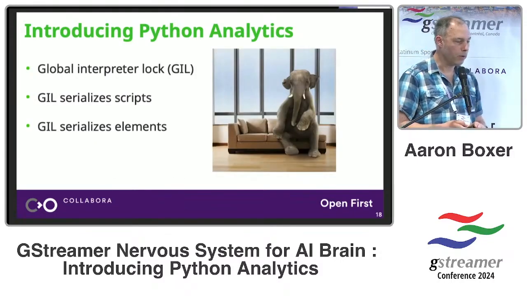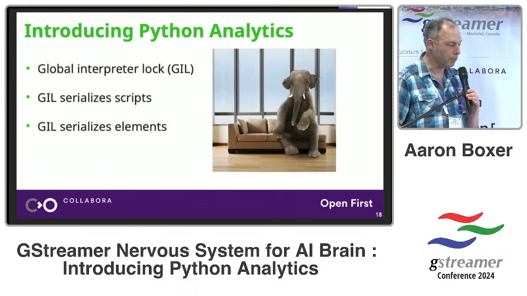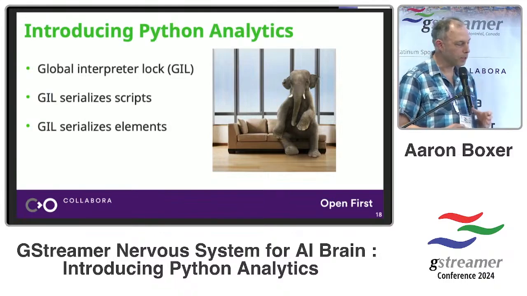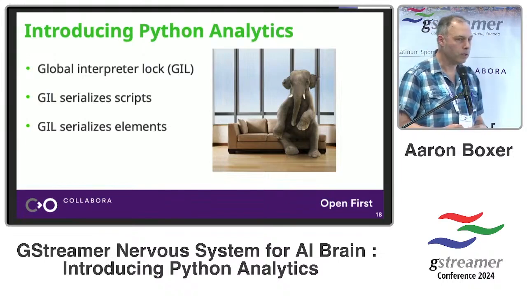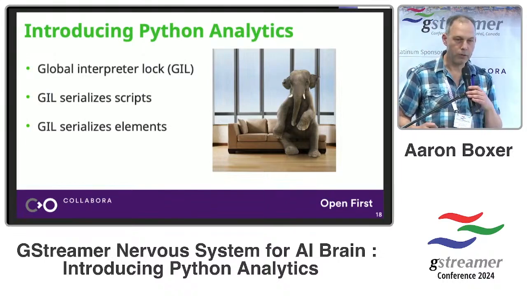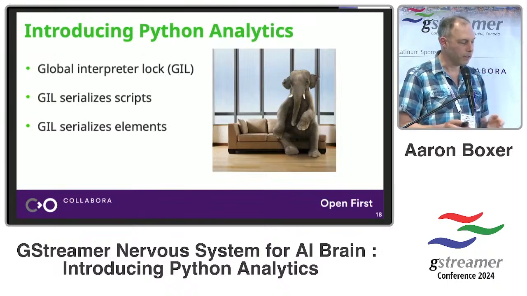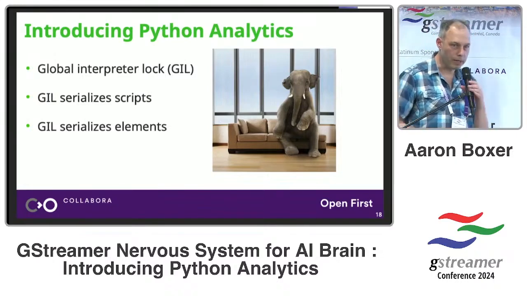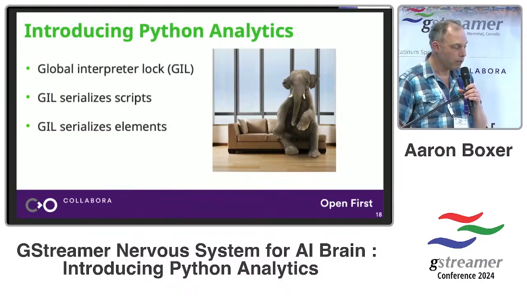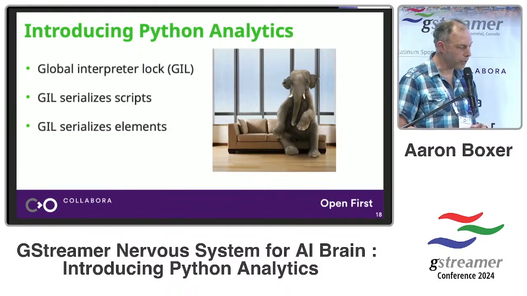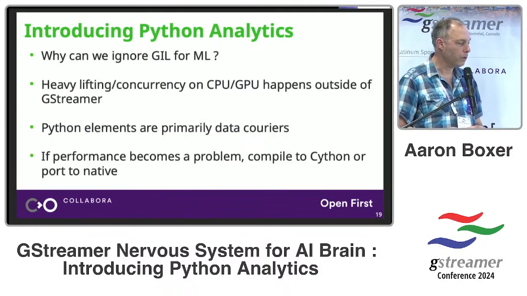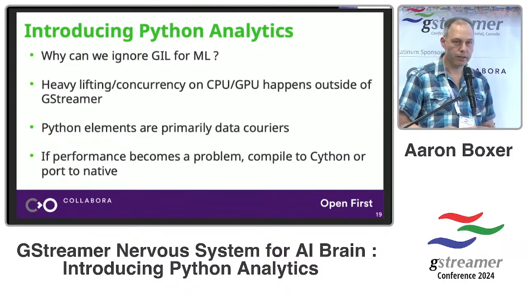Of course, when we're talking about Python, the elephant in the room is performance. There's something called the global interpreter lock, also known as GIL. So GIL will serialize your scripts. If you try to run two scripts concurrently, GIL will make sure that they are serialized, and GIL will serialize your elements if your elements are written in Python. So you would think that that would be a showstopper for machine learning because it's so resource intensive. It turns out that we can ignore the GIL for machine learning.